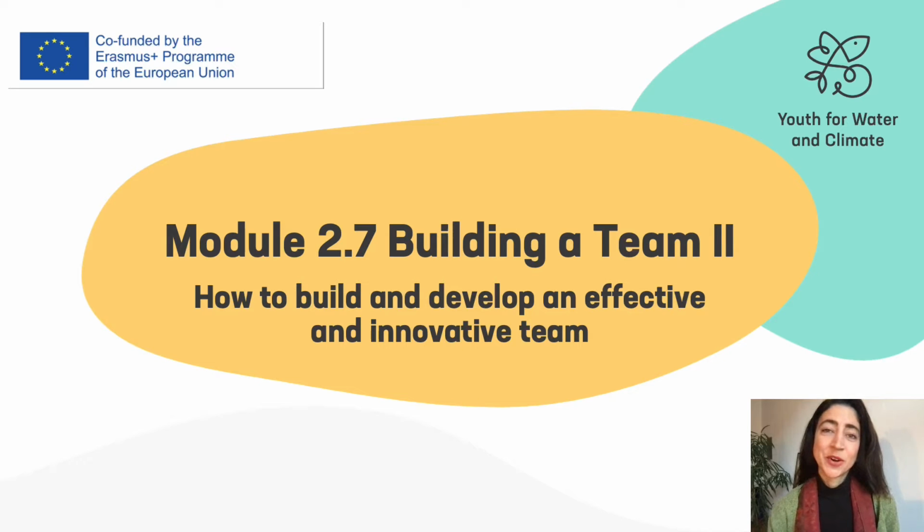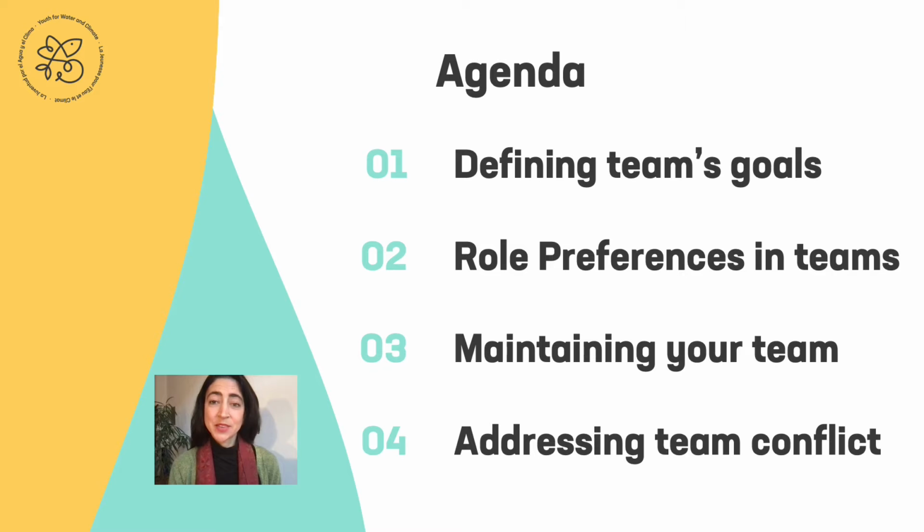Hello and welcome to Module 2.7, Building a Team, Part 2. As we learned in the previous video, a lot of the magic that allows innovative and effective teams to function is a mixture of individual perspective, group dynamics, and organizational structure and support. This video will illustrate how to bring these various elements together to harness their potentials and build and maintain an effective and innovative team.